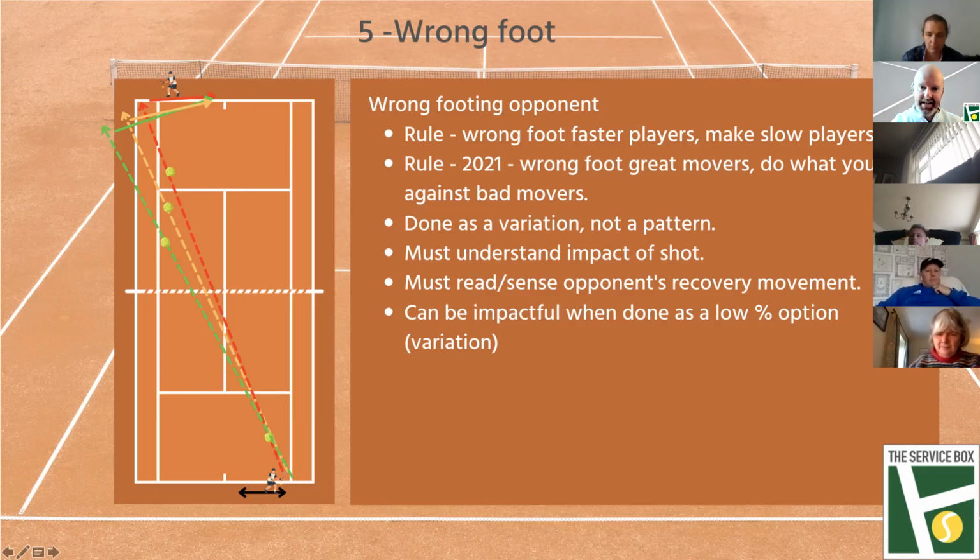But the key thing in that example is, and I watched the match that the example's from, he used it as a variation, not a pattern. And that's why Novak falls over, because he was sprinting to what Rafa had done previously in the match, and Rafa puts the ball back behind him.